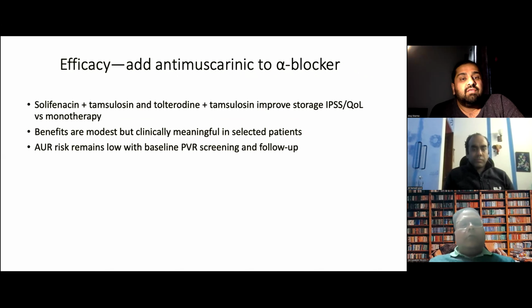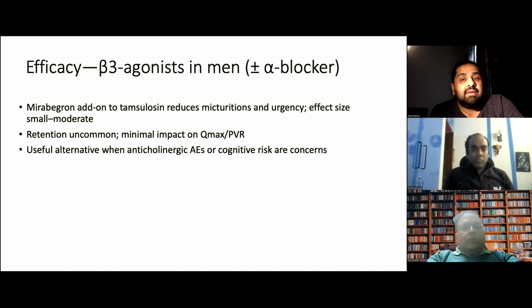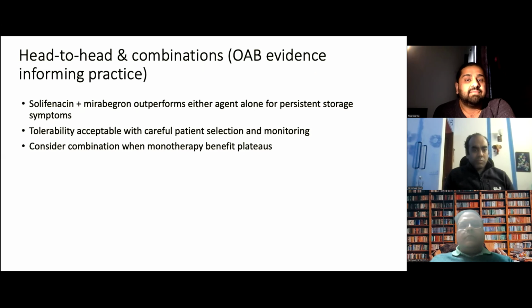We can add an antimuscarinic to alpha blockade. So solifenacin with tamsulosin, or tolterodine with tamsulosin, do improve the storage symptoms compared to monotherapy, and benefits are modest but clinically meaningful in selected patients. The beta-3 agonists in men reduce micturition frequency and urgency in patients having small to moderate LUTS. Retention is uncommon, and it is a useful alternative when anticholinergic adverse effects or cognitive risks, which are more common with antimuscarinics, are happening.